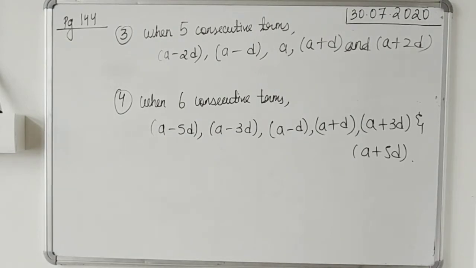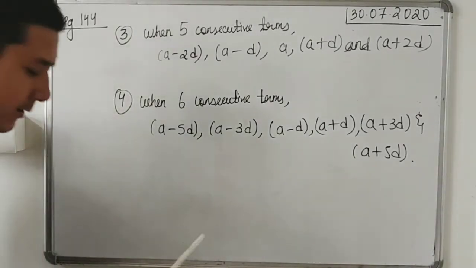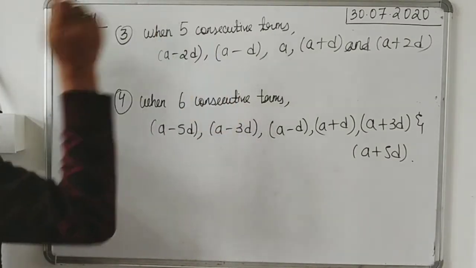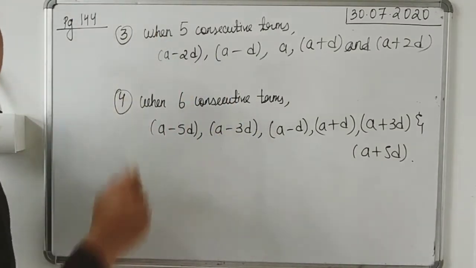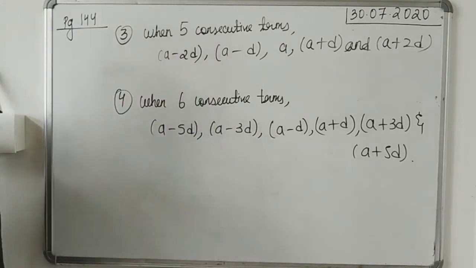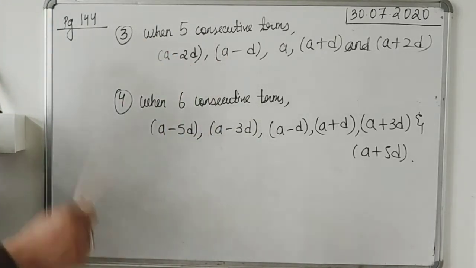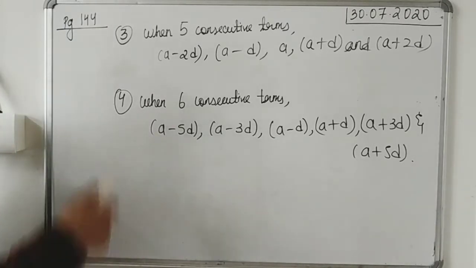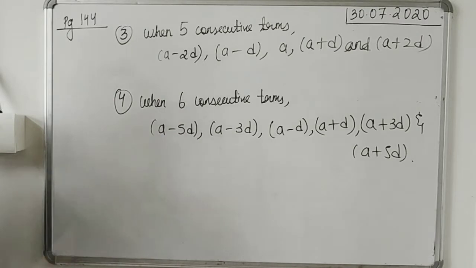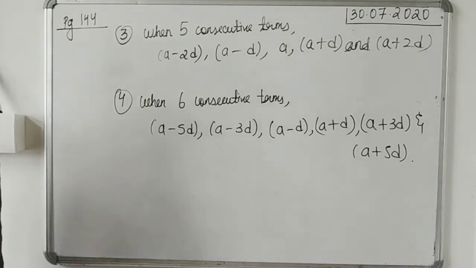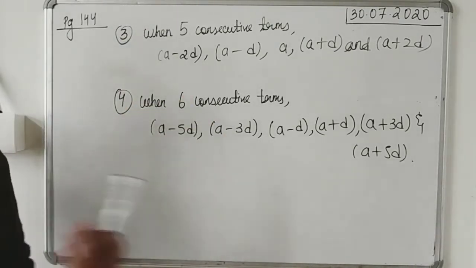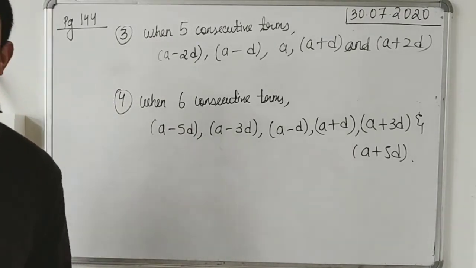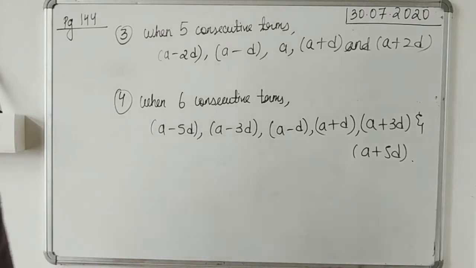Similarly, on the same page number 144, you can see point number 3 and point number 4. It goes for 5 consecutive terms and 6 consecutive terms. So please note this down as well and remember the formula. For 3 terms, 4 terms, 5 consecutive, 6 consecutive, these are the formulas, where A is the first term and D is the common difference. So we will take them according to the question given in the exercise. Clear? Now second, we move to arithmetic mean. Pause the video and note it down.